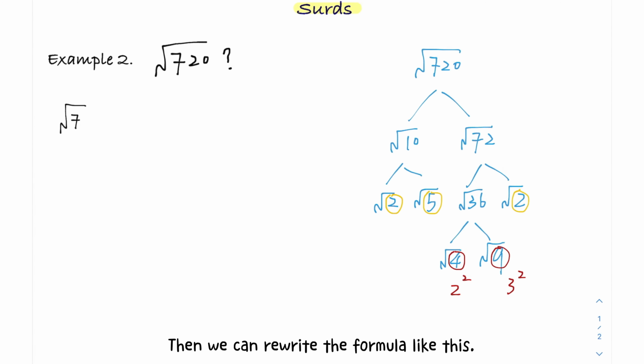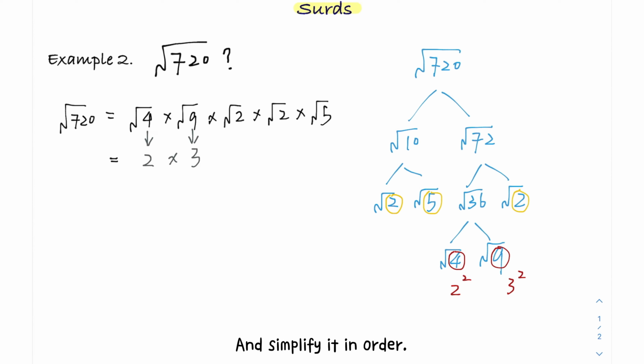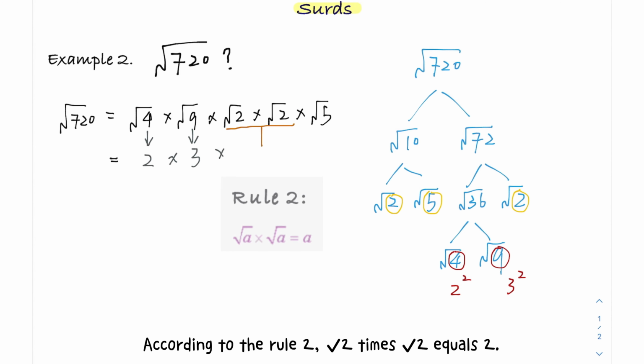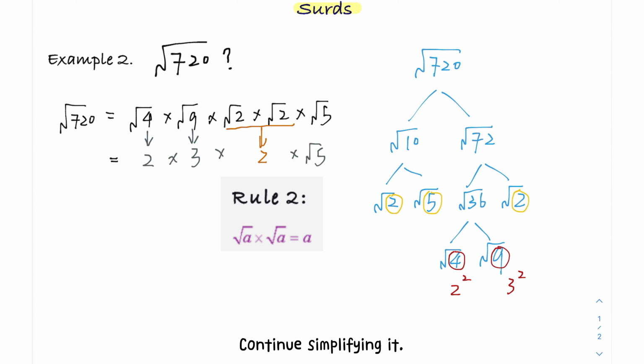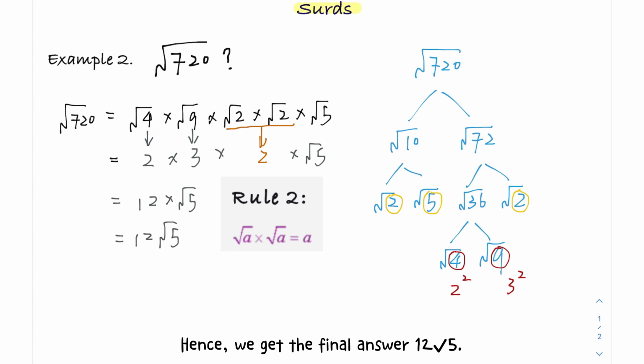Then we can rewrite the formula like this, and simplify it in order. Here, we can find a pair of root 2. According to rule 2, root 2 times root 2 equals 2. Continue simplifying it. Hence, we get the final answer 12 times root 5.